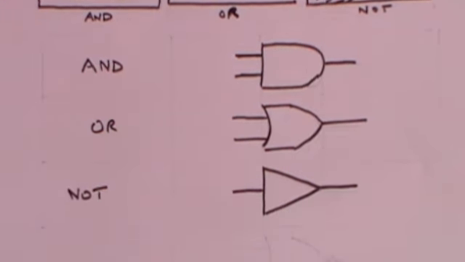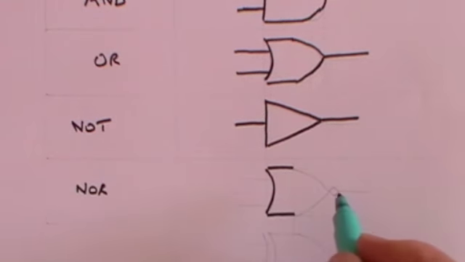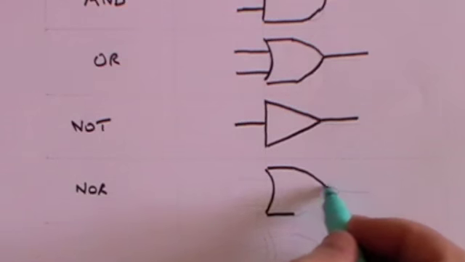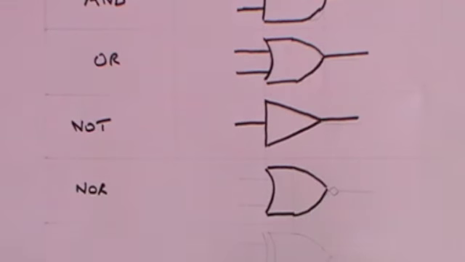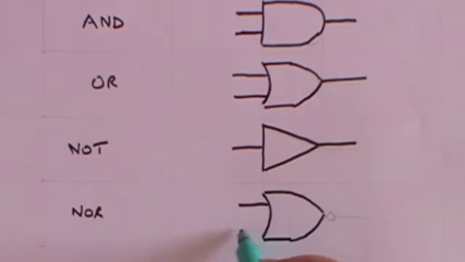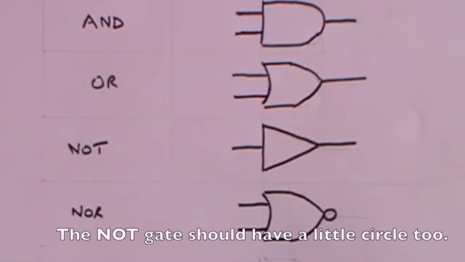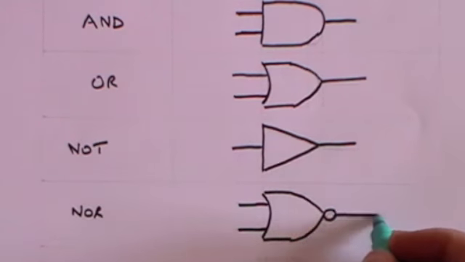Now there are 4 more fairly common gates. The next one is called the NOR gate, and that is drawn rather like an OR gate. Here's the OR gate, so far it looks the same, but what you do is you put a little circle there, and that tells you that it's a not. So it's a NOR version of the OR gate.